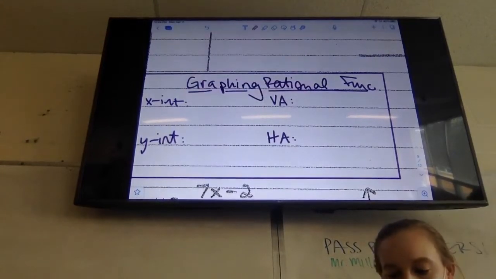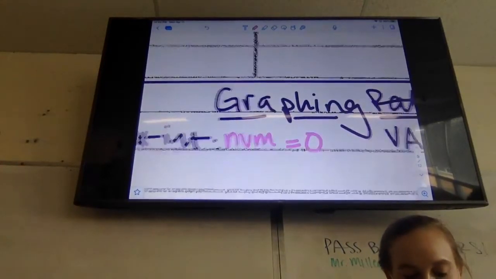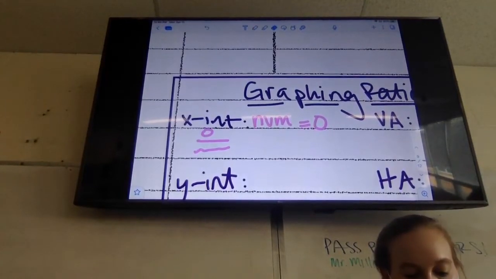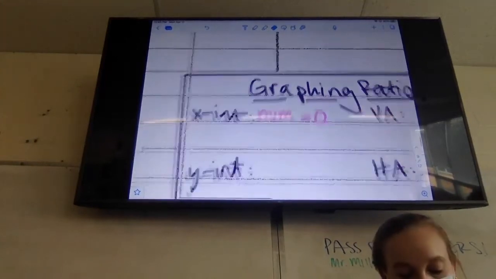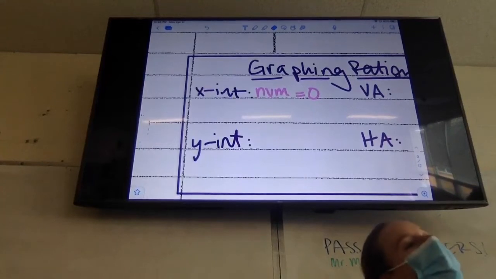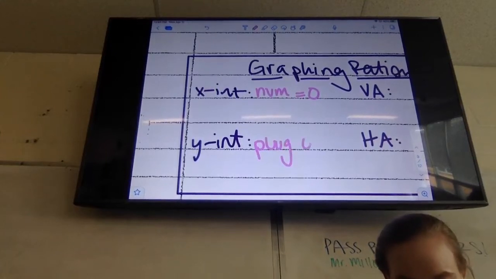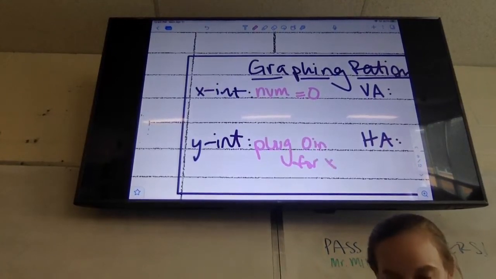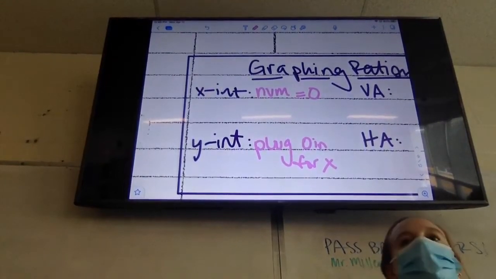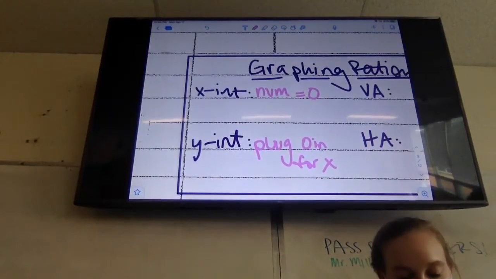Okay. X-intercept we find by setting the numerator equal to 0. If I have 0 over anything, I will get 0. So if my numerator equals 0, then that will give me my x-intercepts. To get my y-intercepts, we need to plug 0 in for all my x's and then solve from there. Essentially, it's just looking at the constants, but this is mathematically what we do.